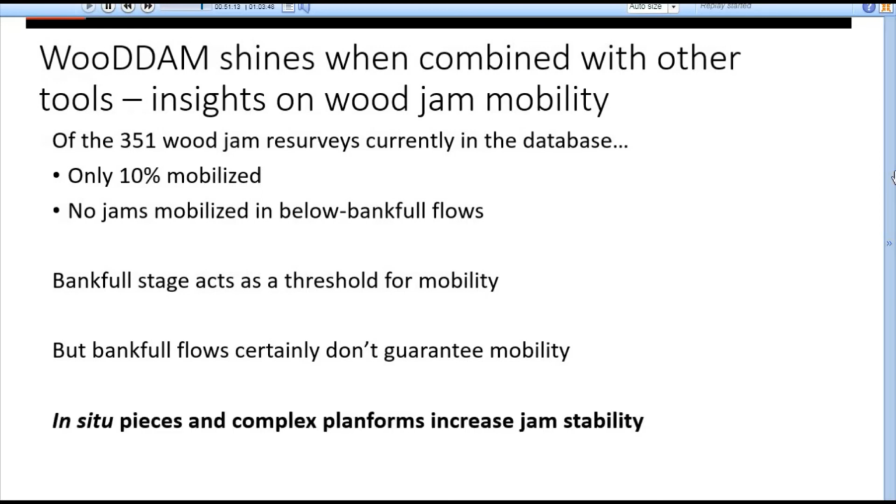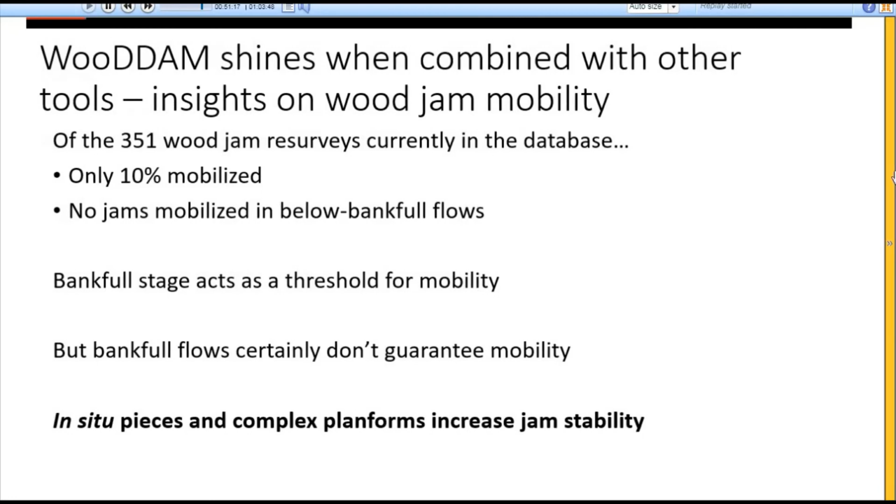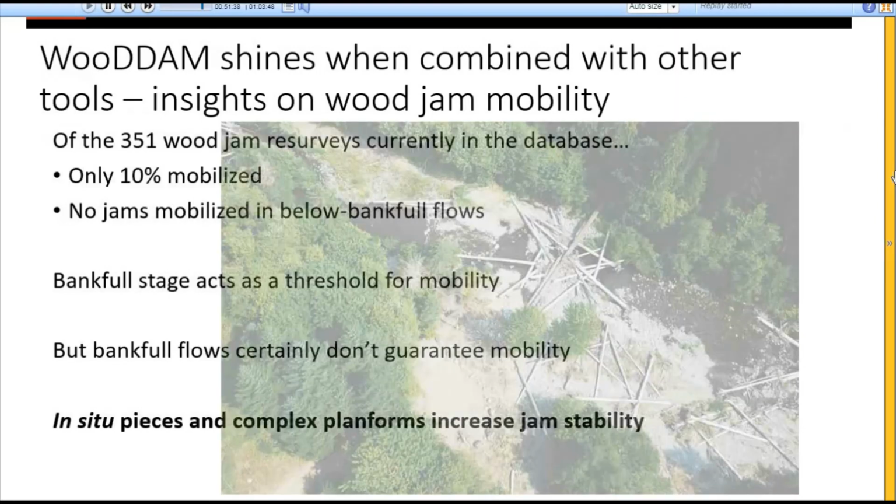Now, we've done a little bit of preliminary modeling using this database, doing some statistics, and we figured out that given the jams we currently have in the database, having in situ pieces, so key pieces that are still anchored to the bank by their roots, as well as being in a complex planform, something like an anastomosing stream as opposed to a straight stream, tends to increase jam stability.